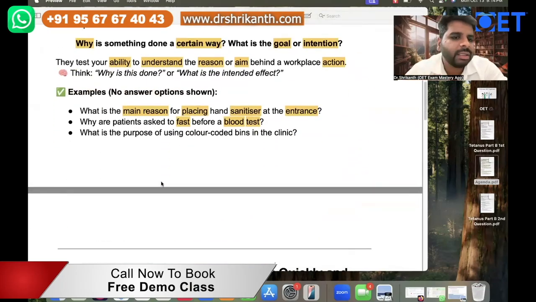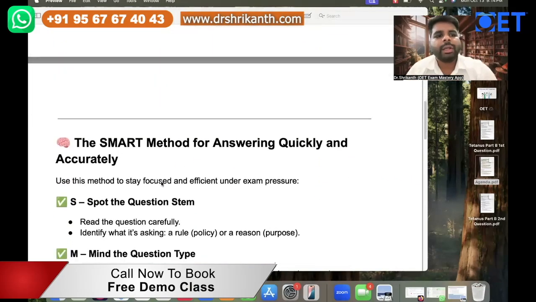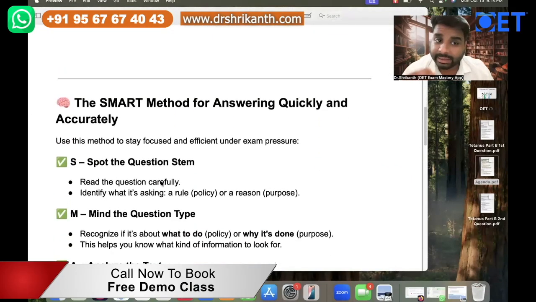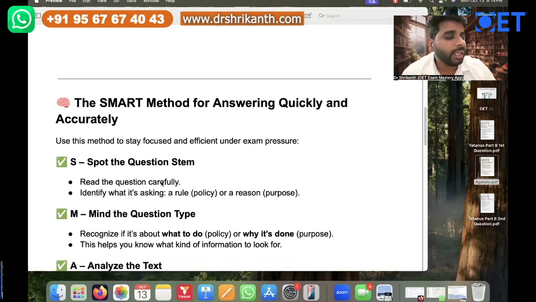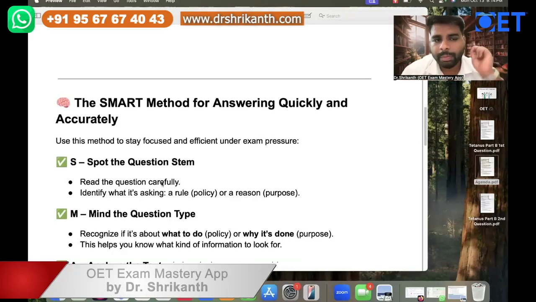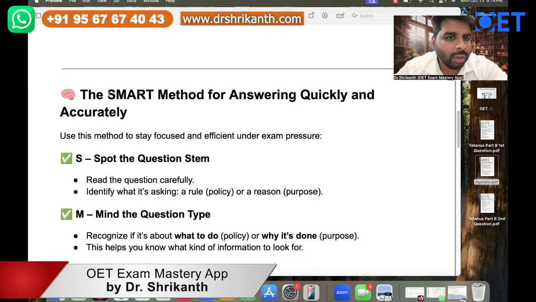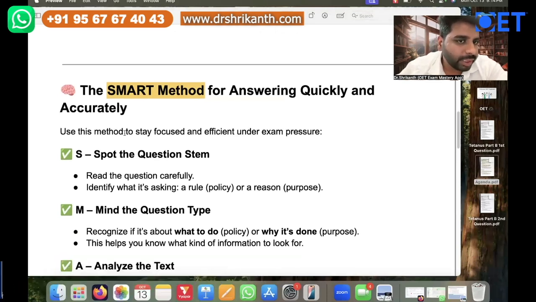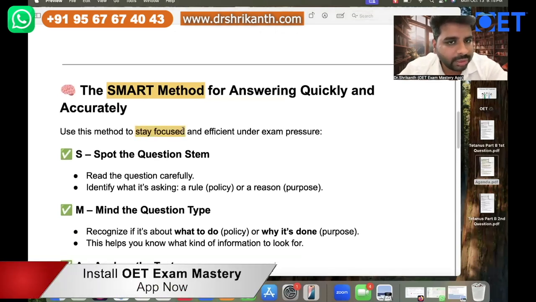Right. So I'll be sharing this document with you later on. Now, I'm going to give you a very interesting approach when you are dealing with multiple choice questions. Right. So this is what we call the SMART method, right? SMART. Right. So this method, if you're using it, will help you to stay focused. That is, your concentration will be where it needs to be, and also efficient under exam pressure.